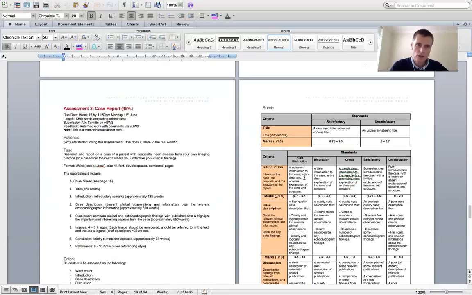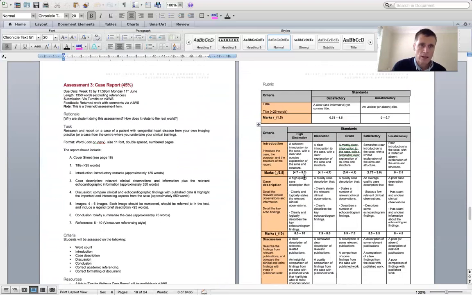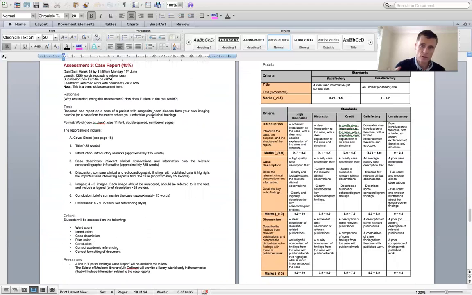I'm just going to chat to you about the case report. So the case report is due at the end of the semester, and it's the most heavily weighted assessment item for this unit, for this semester. It includes 7 parts. So a title, introduction, case description, discussion, images, conclusion, and references.